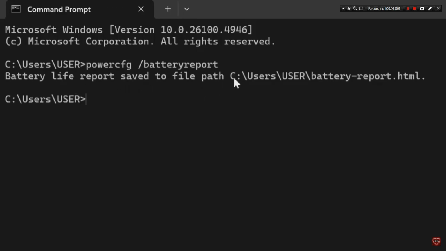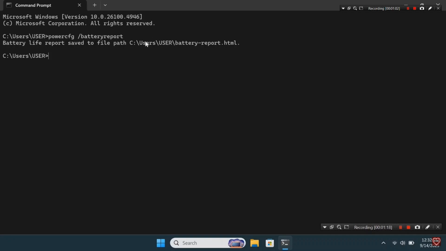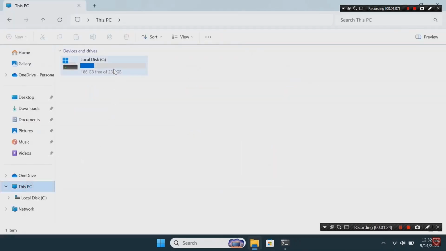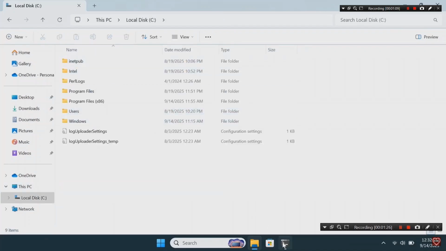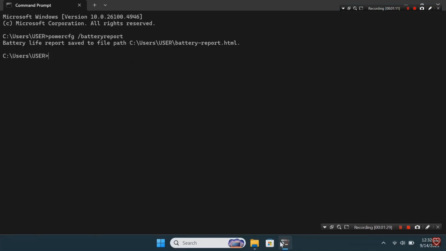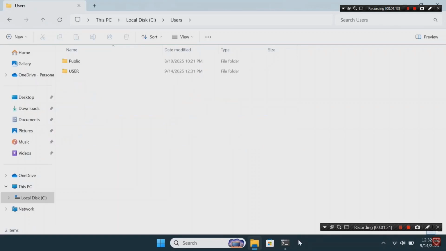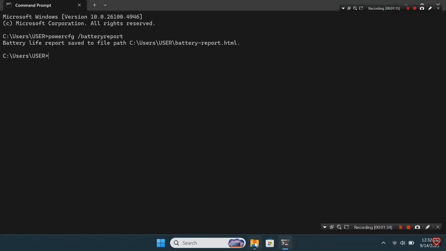Well, this is saved in the C user folder. Okay, let's look in C, then the Users folder. Where is C? C, then the Users folder, then the user again, right? Well, this is the user again. Well, C, user again. Okay, open it.